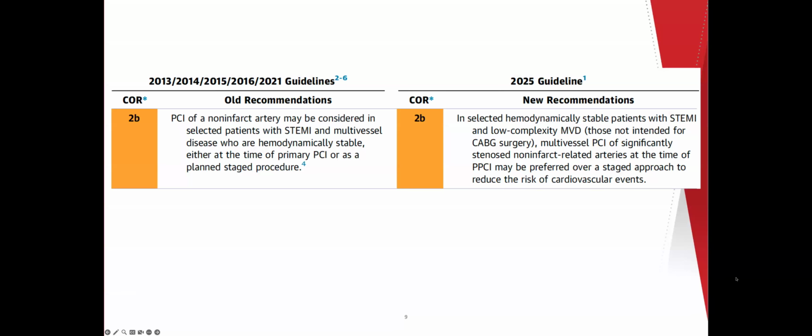Previously, the 2015 Focused Update on PCI for STEMI said PCI of a non-infarct artery may be considered in selected patients with STEMI and multivessel disease who are hemodynamically stable, either at the time of primary PCI or as a planned stage procedure, Class 2B. For the non-infarct lesions, the 2025 guideline no longer considers stage revascularization to be the same as revascularization at the time of primary PCI. The latter is given a gentle bump up, although the overall recommendation remains weak as a 2B recommendation.